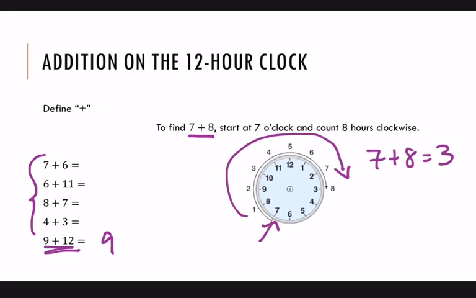Okay, 7 plus 6. On a clock, this is 1. Right, 6 plus 11 is 5. 8 plus 7 is 3. And 4 plus 3 is 7. Okay, so you have a starting time, and then you're moving or counting a certain number of hours beyond that.